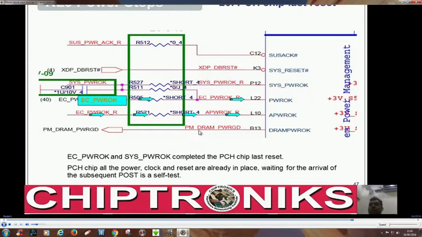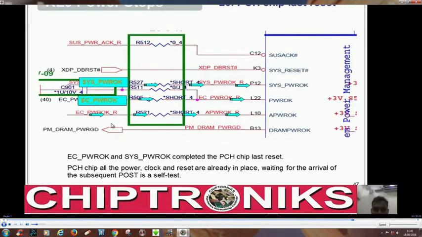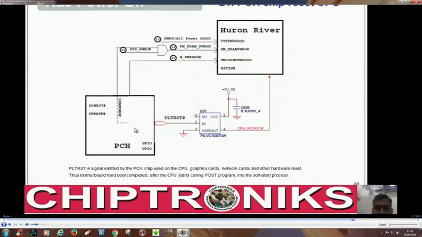The memory controller inside PCH is okay, right? Then this PCH will generate DRAM power good, and where is this DRAM power good going? DRAM power good is going over here. You can see DRAM power good, and after that the PCH will generate PLT reset, and this PLT reset is fed to an AND gate and then connected to reset this CPU, because at this point CPU has got everything, and then the CPU will read BIOS.